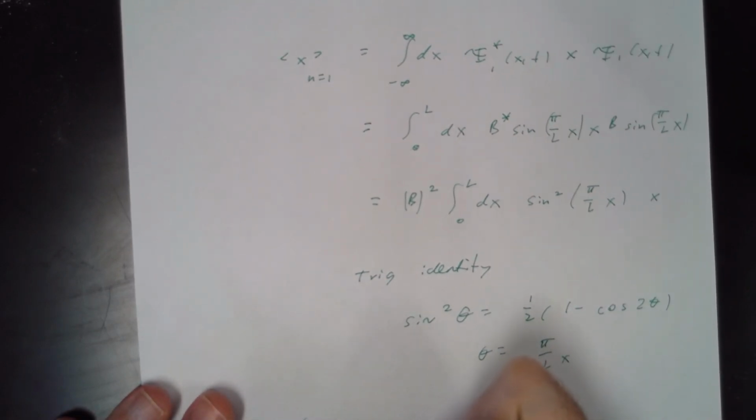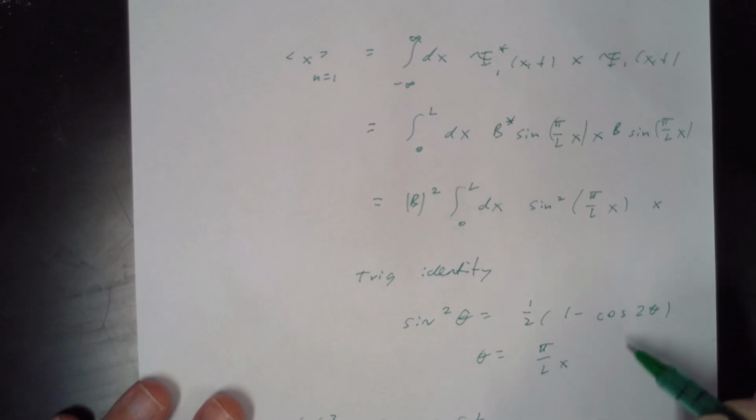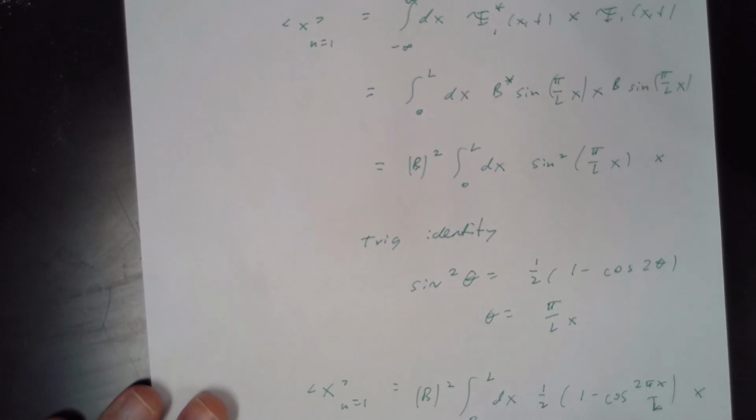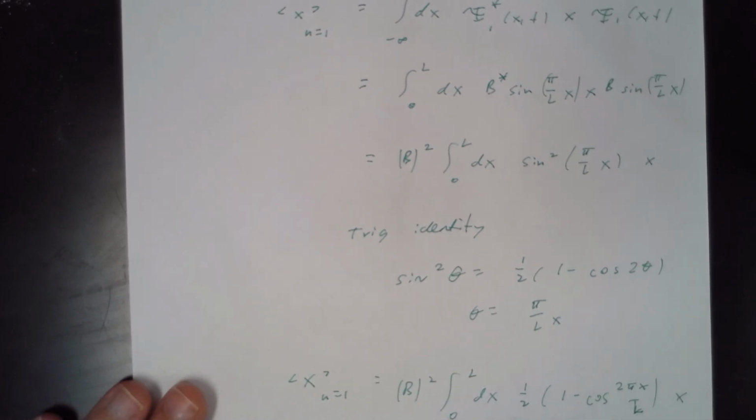So average value of x for n equals 1 is going to be b squared integral from 0 to L dx, 1/2 of 1 minus cosine 2 pi x over L. And then I have my x operator. So now I've reduced my integral to this.